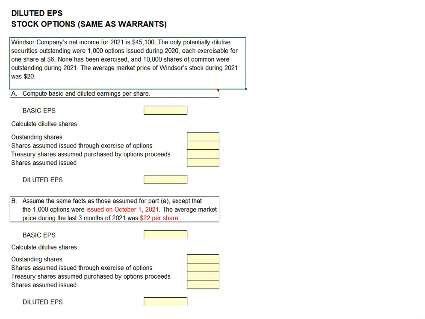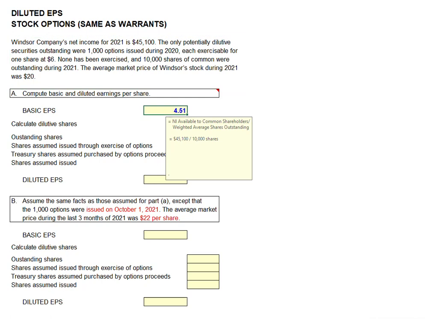Let's begin by computing our basic earnings per share. Our basic earnings per share is net income available to common, which will be the $45,100, divided by the 10,000 weighted average shares outstanding. Next, we're asked to calculate the diluted earnings per share.